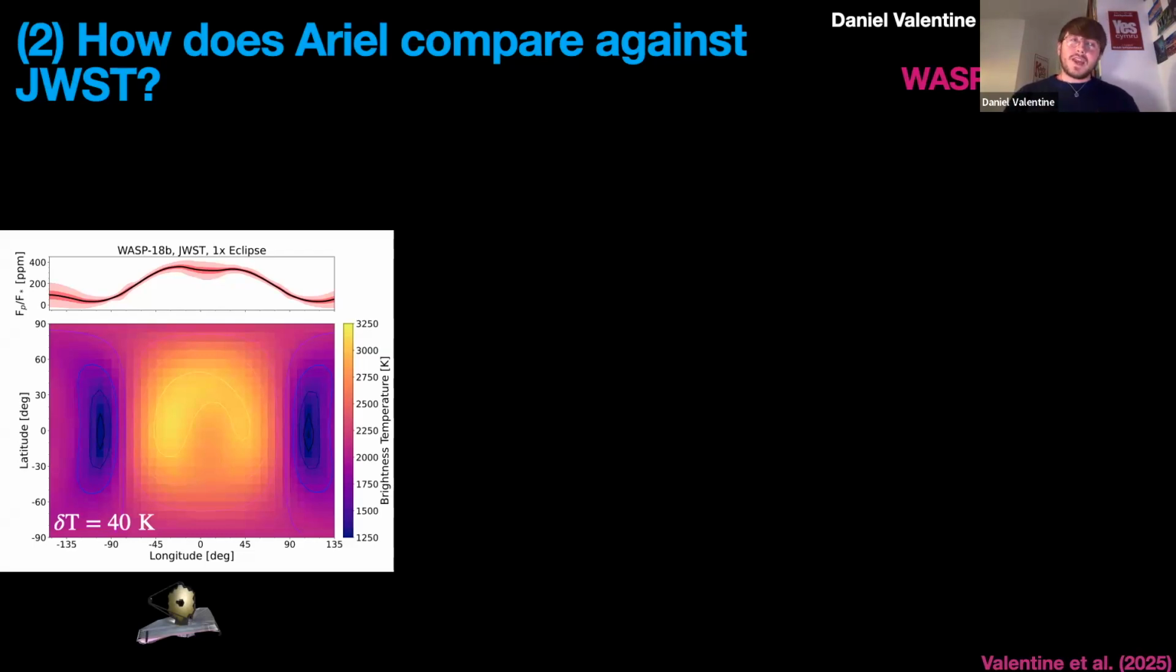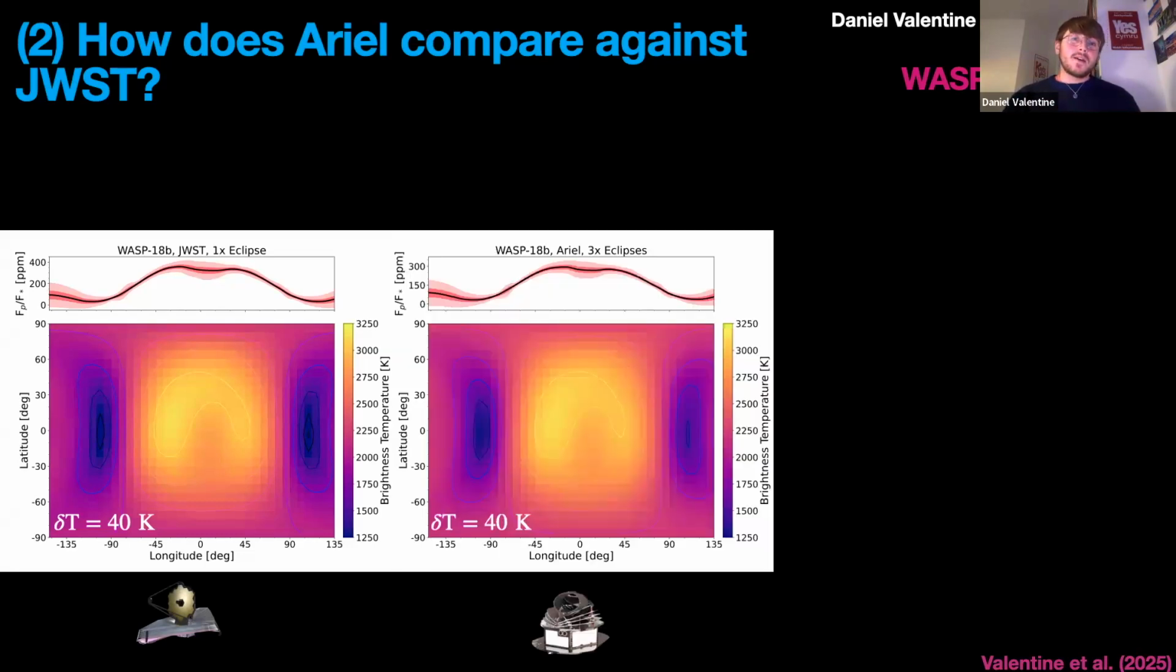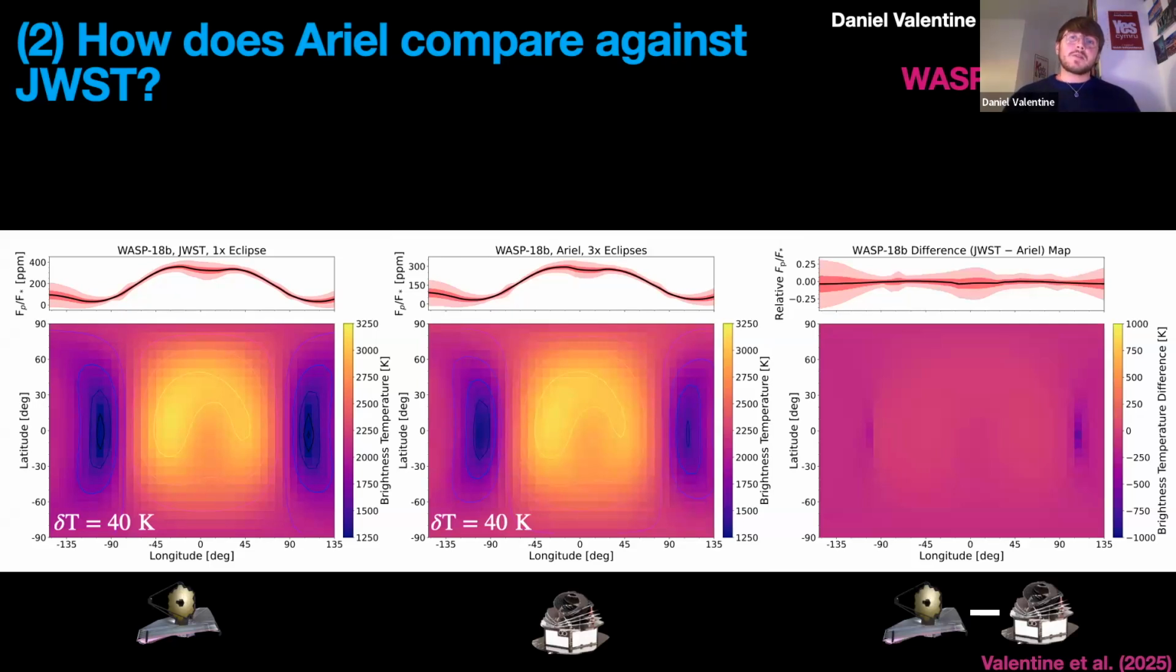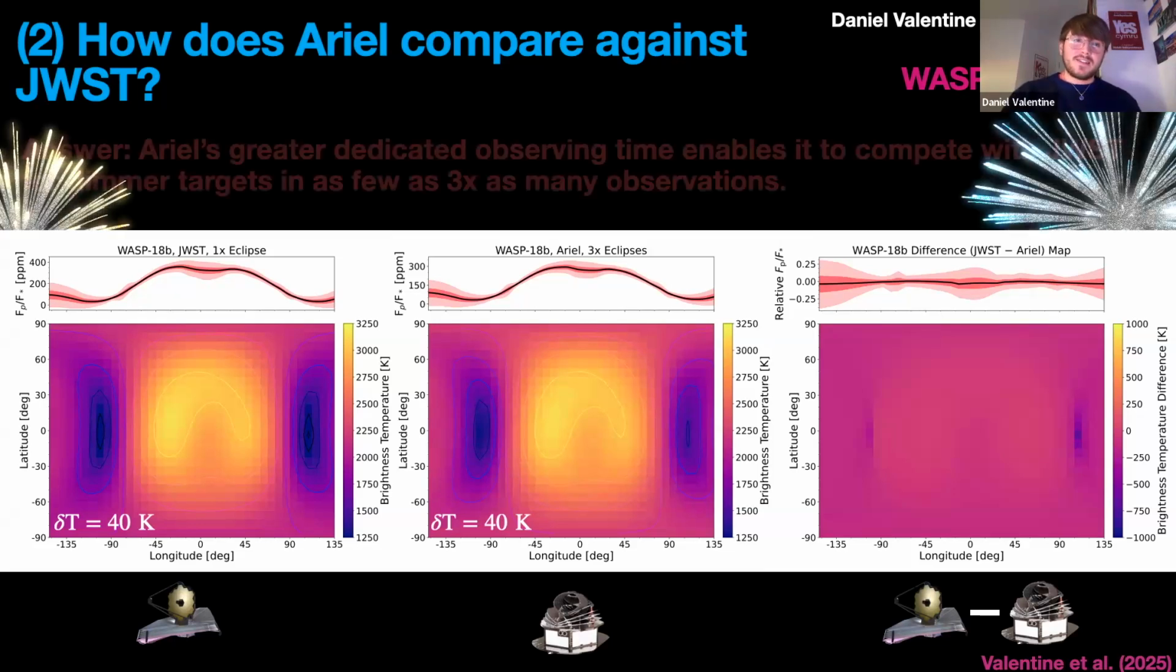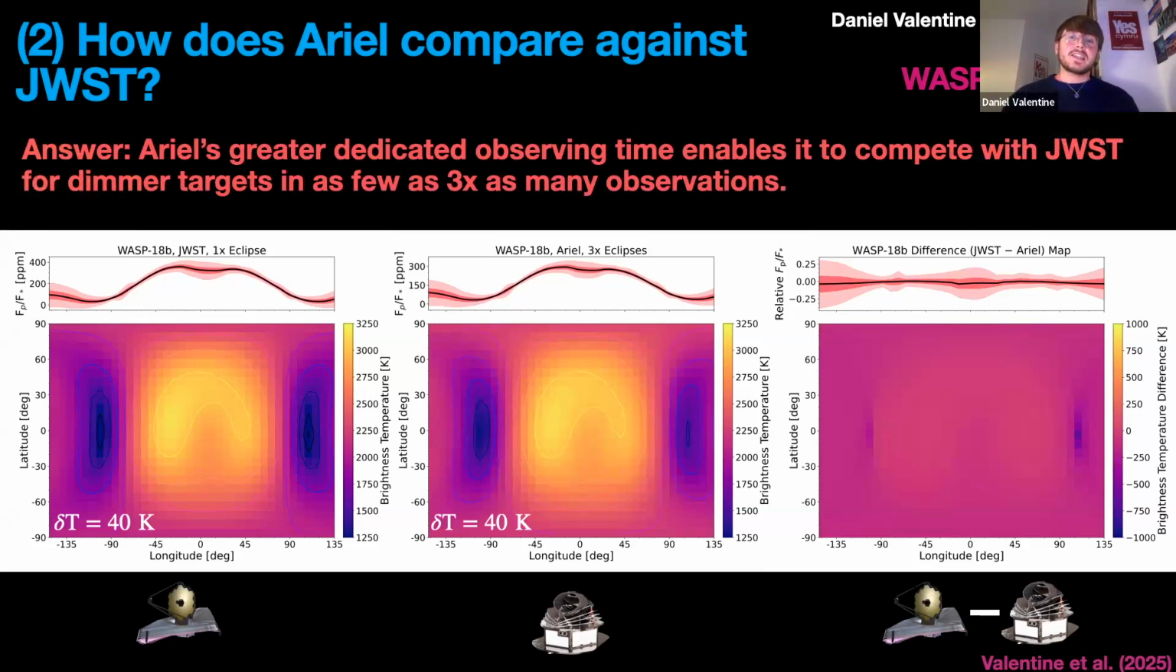So it's unsurprising that in this case we require more observations with Ariel than we do with JWST in order to recover the input map. But we find that with just 3 times as many observations, Ariel is able to accurately and precisely recover the input map and actually match JWST's quantitative constraints on key mapping observables like the temperature profile. And while asking for 3 eclipses on the JWST can be tough, Ariel is a dedicated exoplanet mission, so 3 eclipses is more than feasible for a single target. So the answer to this test case is that Ariel's greater dedicated observing time will enable it to compete with JWST for dimmer targets using as few as 3 times as many observations.